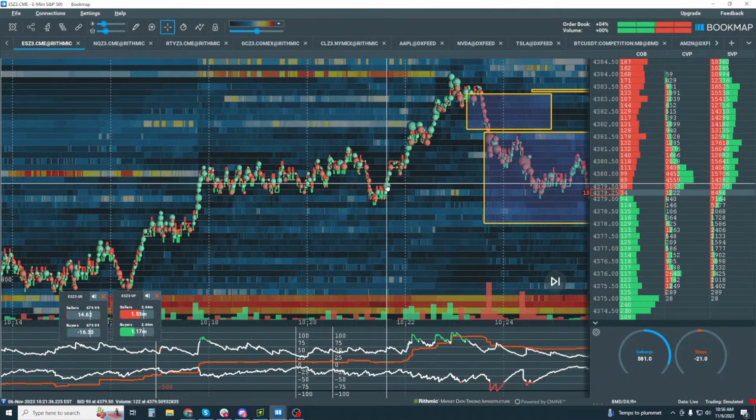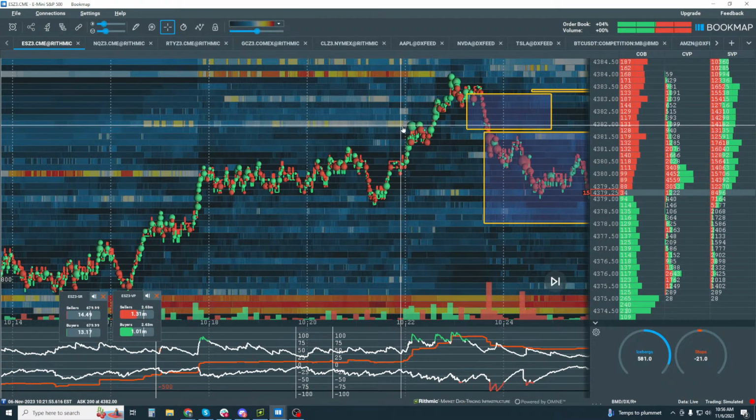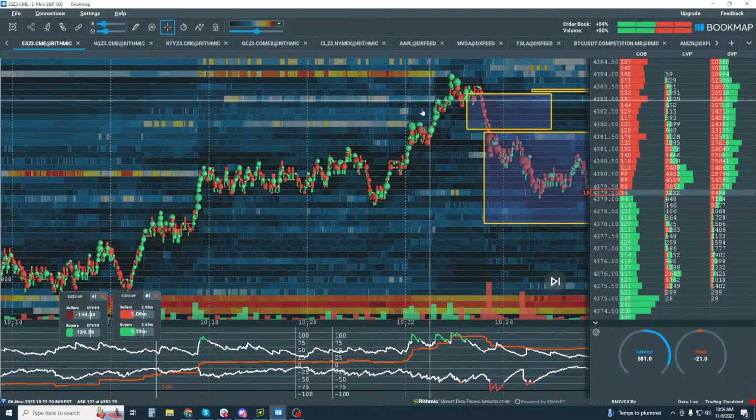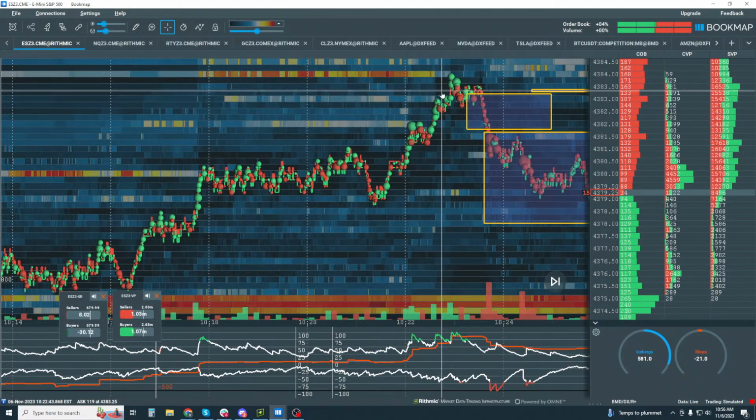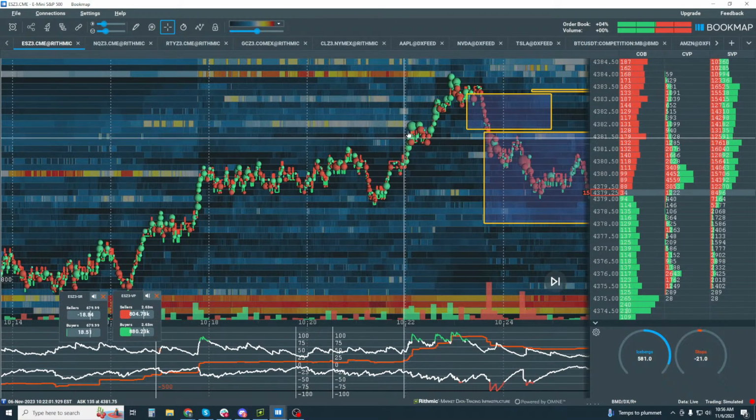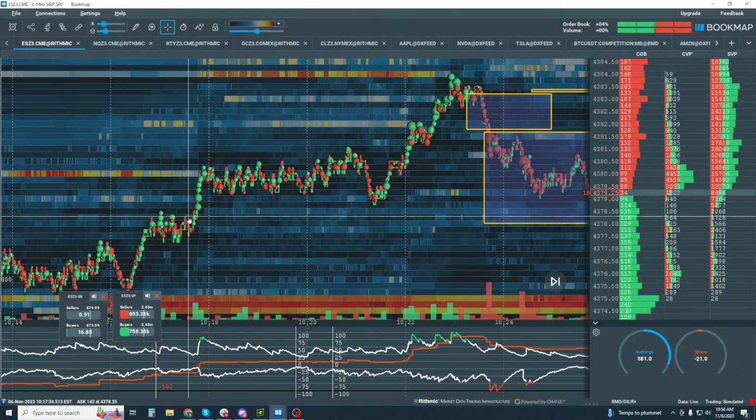Then you would have taken this, okay? And then you would have taken your first target up in here and try to hold and look for more out of it. All right, so the measured move worked out as well, more or less.